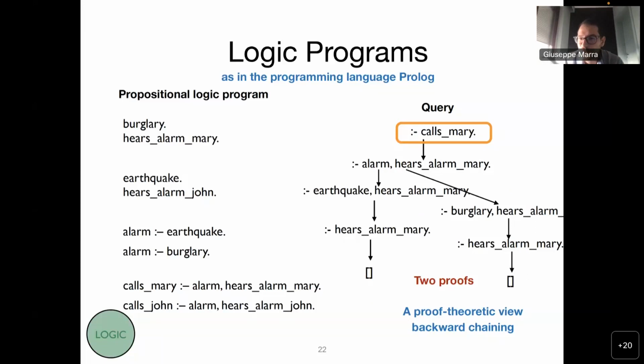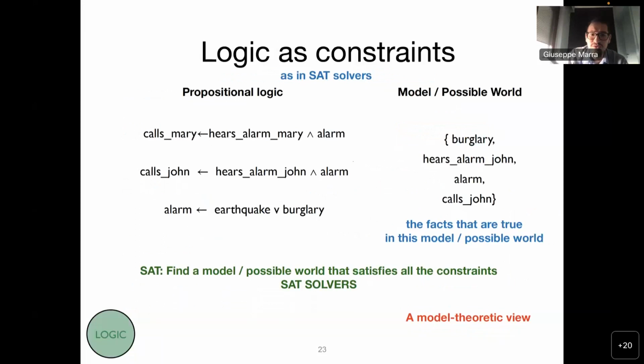to answer queries. Now, the other way of using logical formalism is to look at logic as constraints. This is the usual case, for example, in SAT solvers. So here the rules are not computational rules. They are not helping us to compute anything, but they are just constraints on a set of variables.